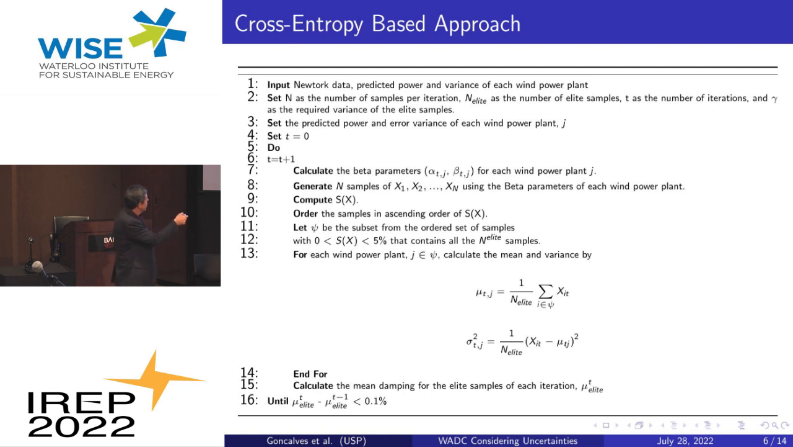Now, I'm not going into details again on the whole algorithm, but the main feature that I will highlight here is that this method is able to generate what we call an elite set. The elite set is a set that is composed by the most important samples of the probability distribution. And for us, what is most important is what poses the biggest risk to the system.